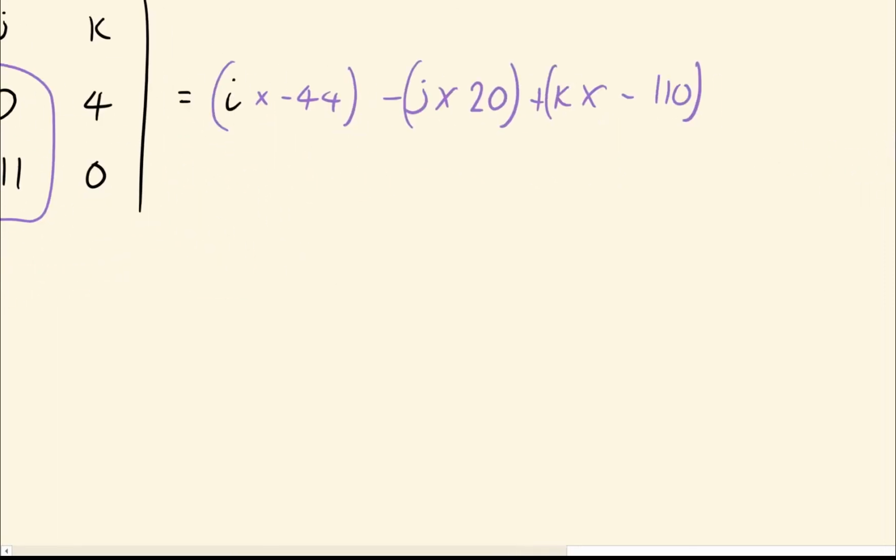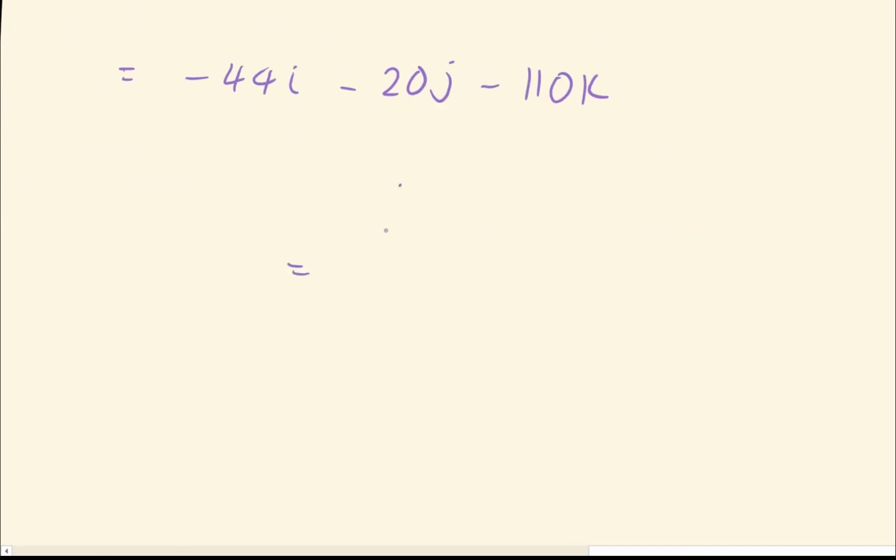Okay, that's it. We can clean it up a tiny bit. We've got minus 44i, minus 20j, and minus 110k. And back in column form, that's going to be minus 44, minus 20, minus 110.